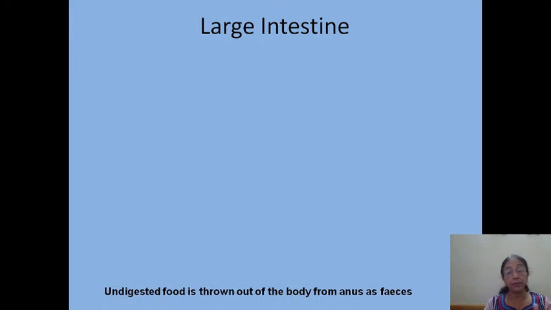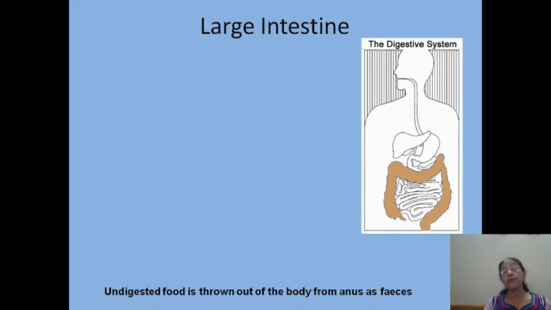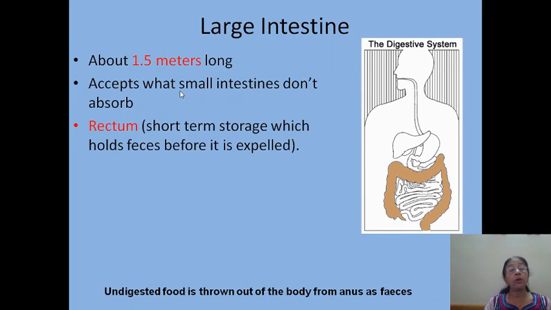इसके बाद क्या होता है? Next part of the digestive system is the large intestine. See, this is the large intestine. Okay, so it is about 1.5 meters long, and this large intestine accepts what small intestine does not absorb. जो small intestine absorb नहीं कर पाती वो लार्ज इंटेस्टाइन ले लेती है, ठीक है.